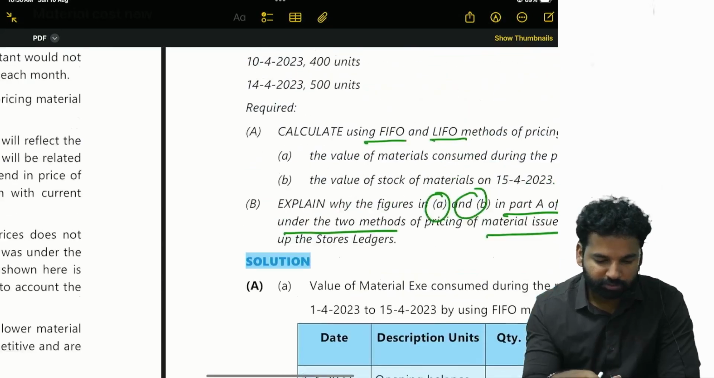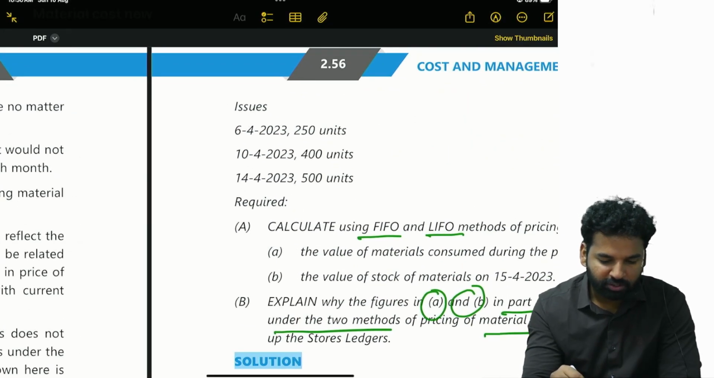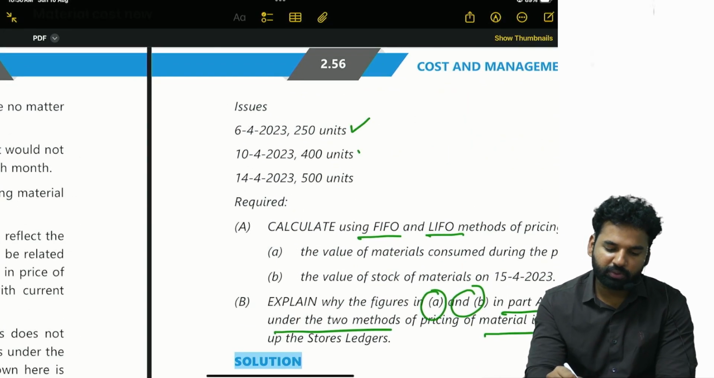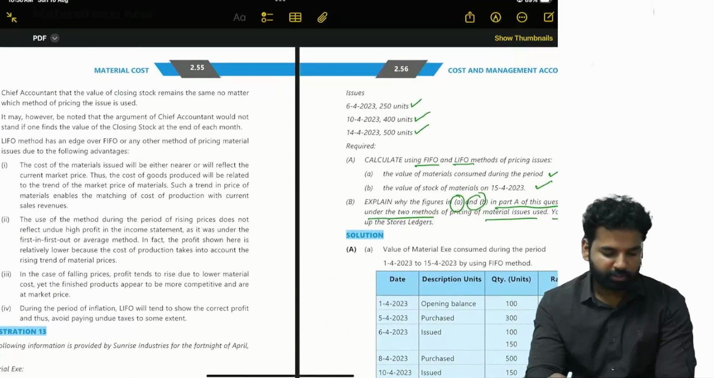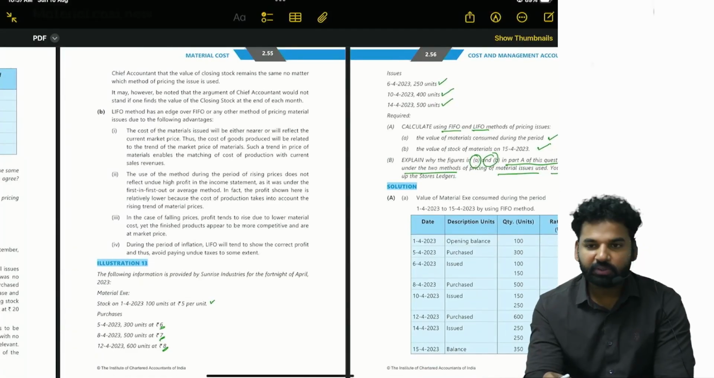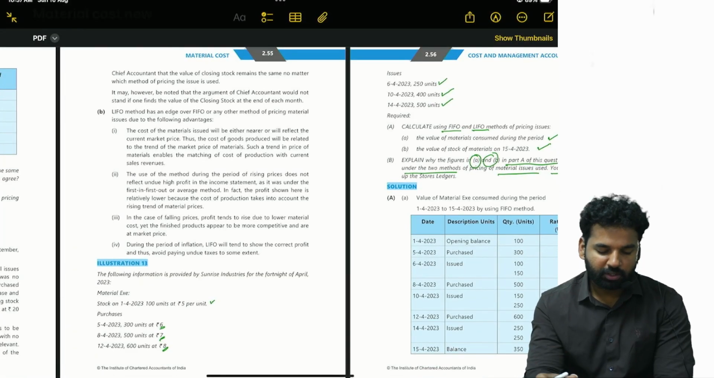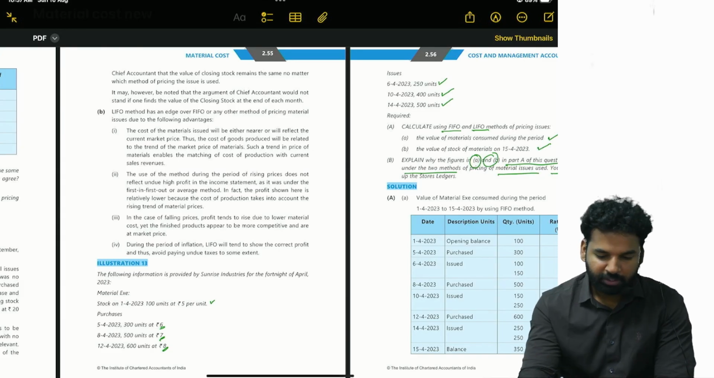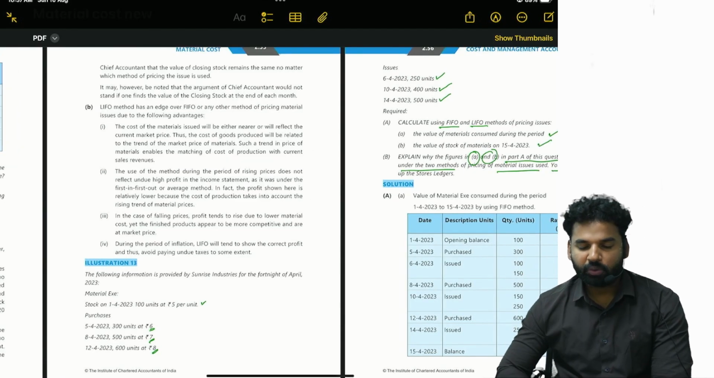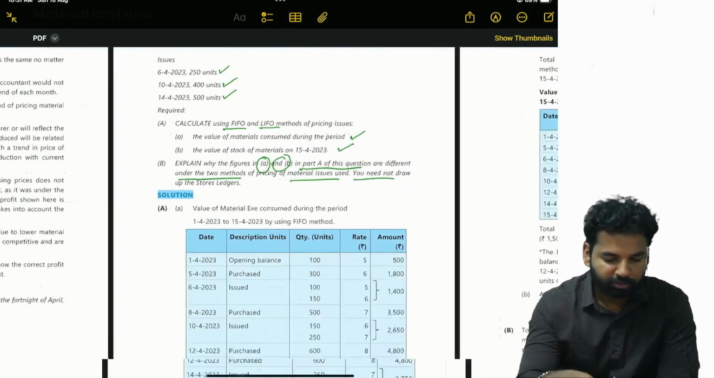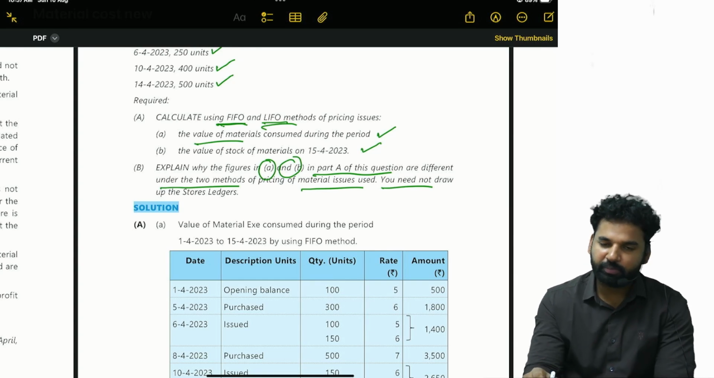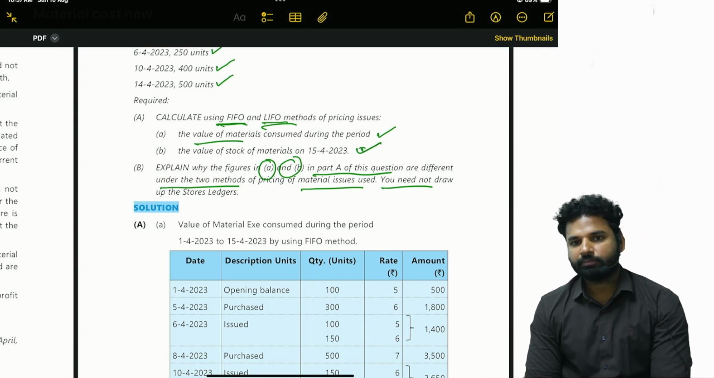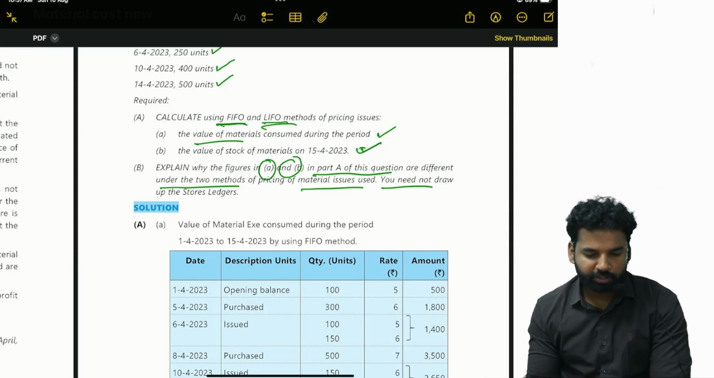Next, there are issues on 6th 250 units, on 10/4/23 400 units, on 14/4/23 500 units. So in the first 15 days of April, purchase receipts and issues have happened. Obviously we need to put these in chronological order. Now they are asking for calculation under FIFO and LIFO methods of pricing. What we need to calculate? Valuation of the materials has to be made. Valuation of the stock has to be made.